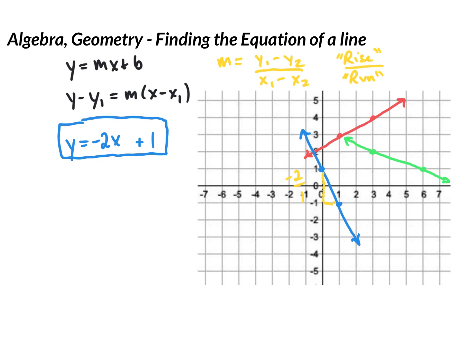Again, I used slope-intercept form there because it was easy to identify the intercept. It was right on the picture. In fact, I even put a little dot there. So that, to me, was the correct and easiest form to use.